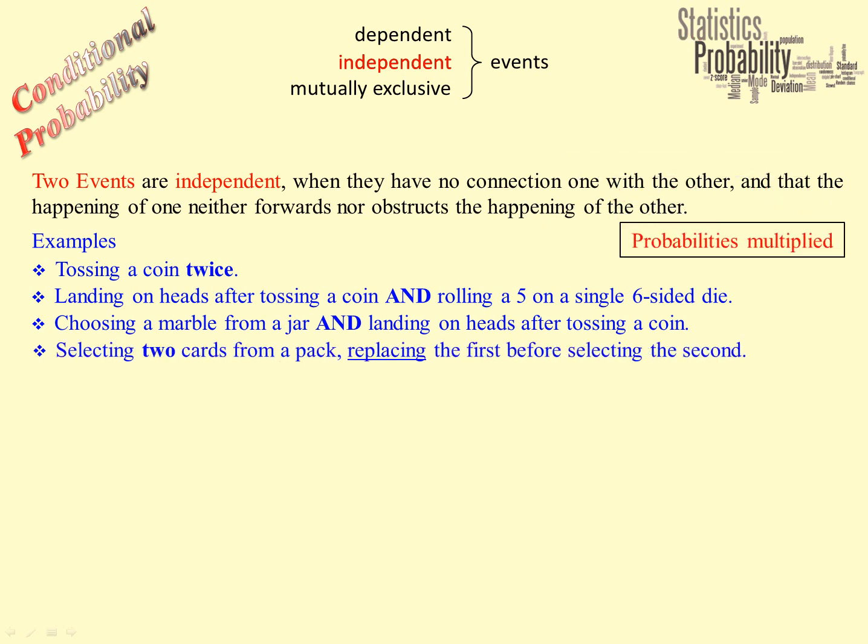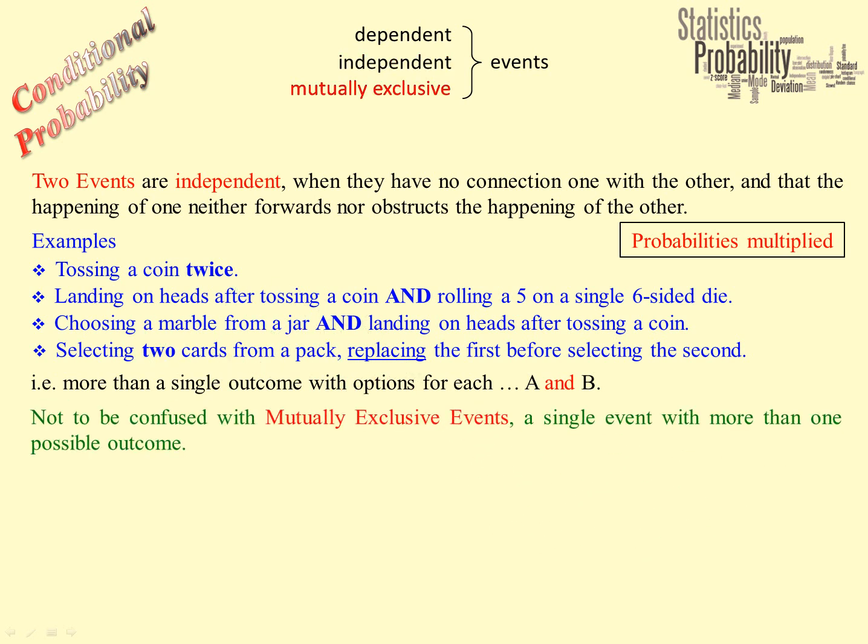Selecting two cards from a pack, replacing the first before selecting the second. Notice that replacing is what makes them independent. And the probabilities are multiplied. More than a single outcome with options for each of those outcomes.